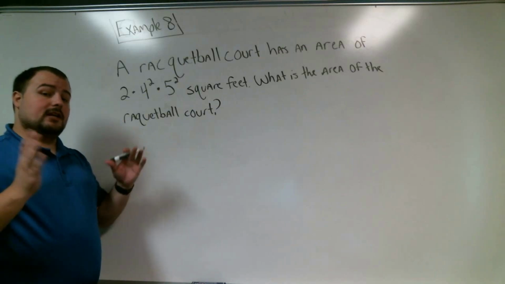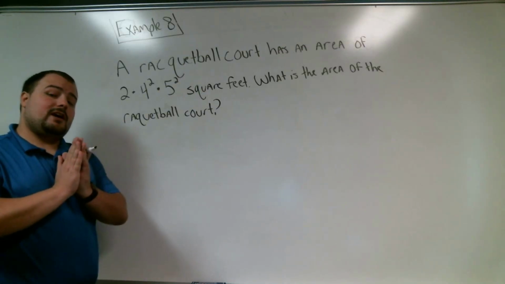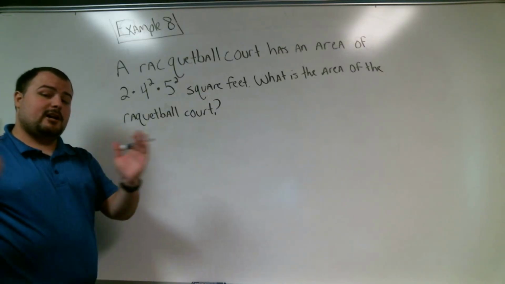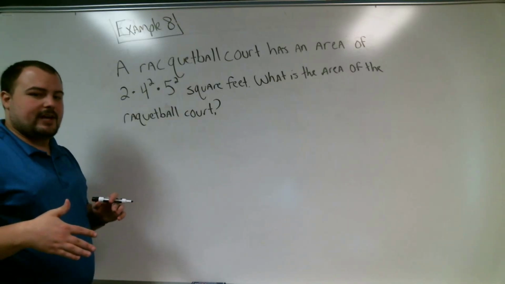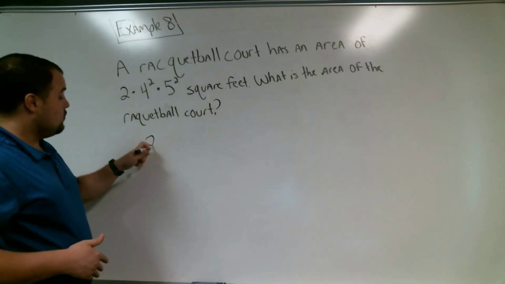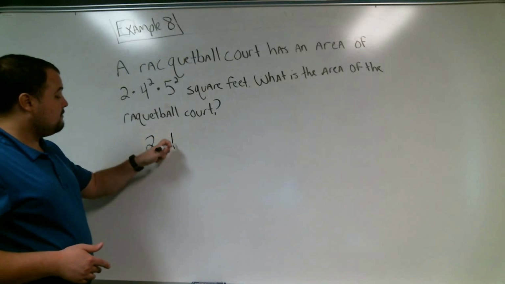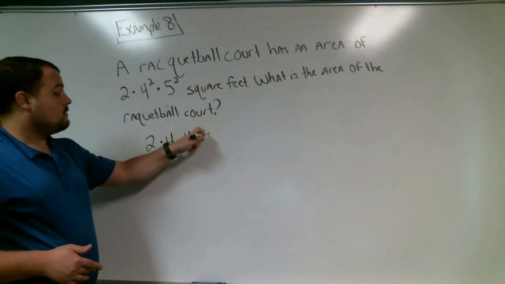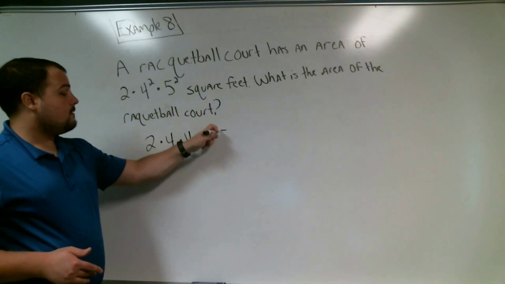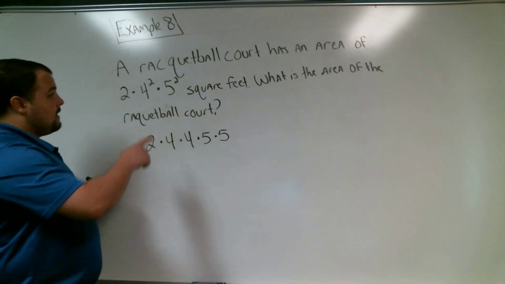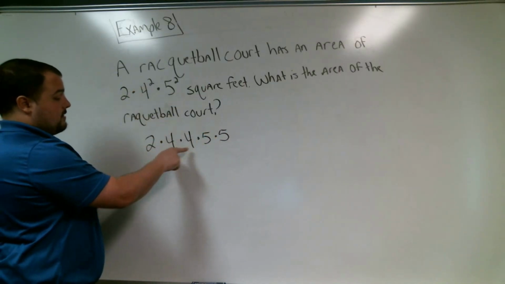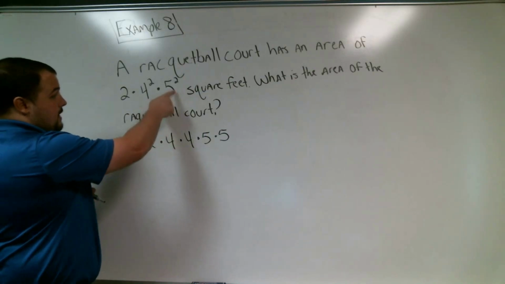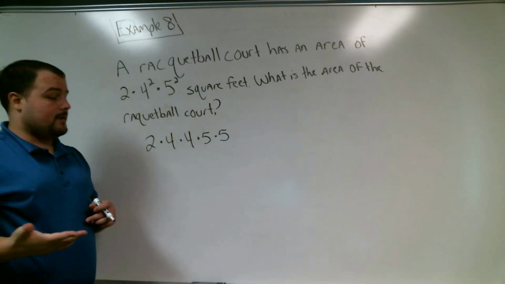So again, this is written in exponential form. We're going to actually write it in expanded form by writing it all expanded out and trying to solve it that way. So we have 2 times 4 times 4 times 5 times 5. Because 4 to the 2nd power means I should see 2 4's. 5 to the 2nd power means I should see 2 5's.